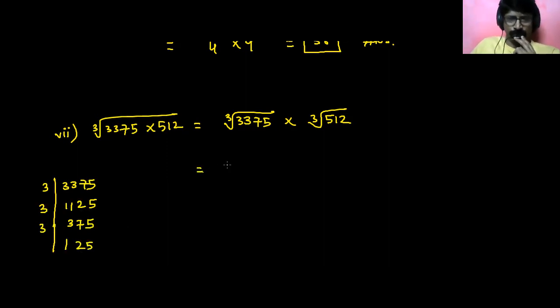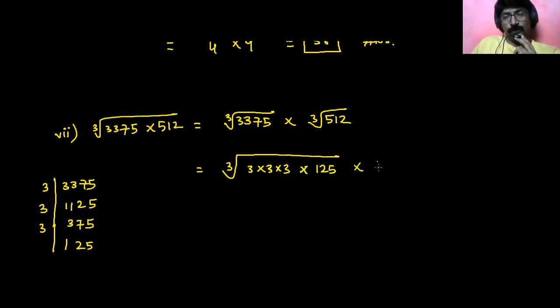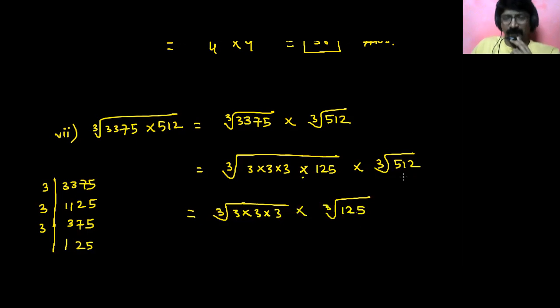I hope you understood this. So this will become cube root of 3 into 3 into 3 and 125, which you may write down like this also, into cube root of 512. And now that can be split as cube root of 3 into 3 into 3 in one bracket, then cube root of 125, into cube root of 512. You understood, guys, how I'm splitting? I hope you understood that. So these are little split-ups.